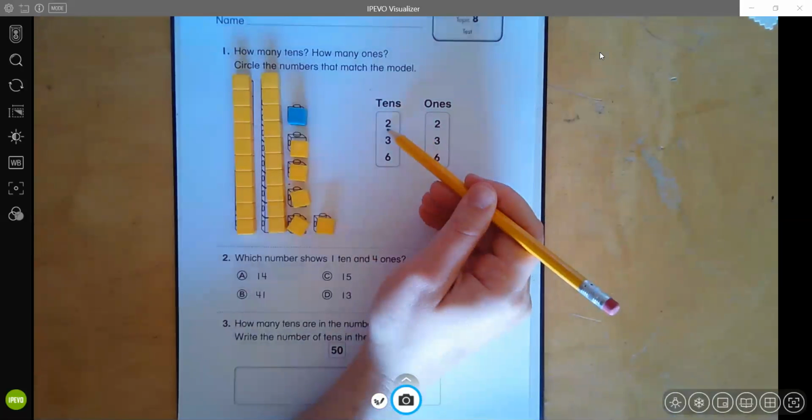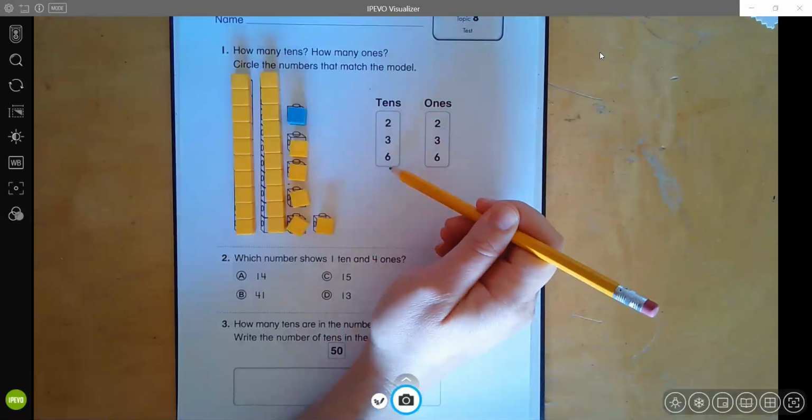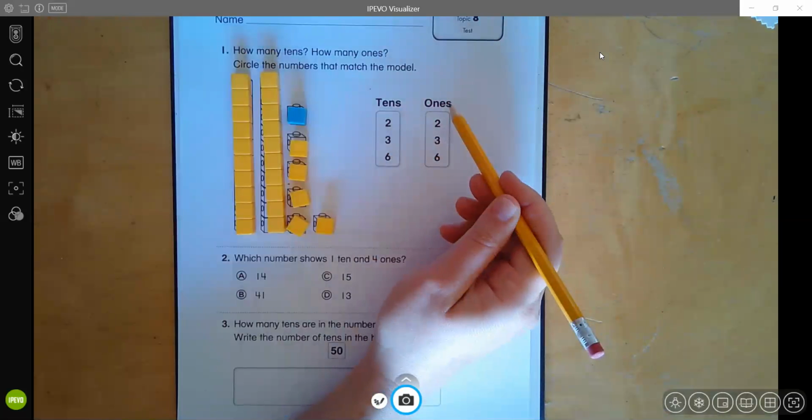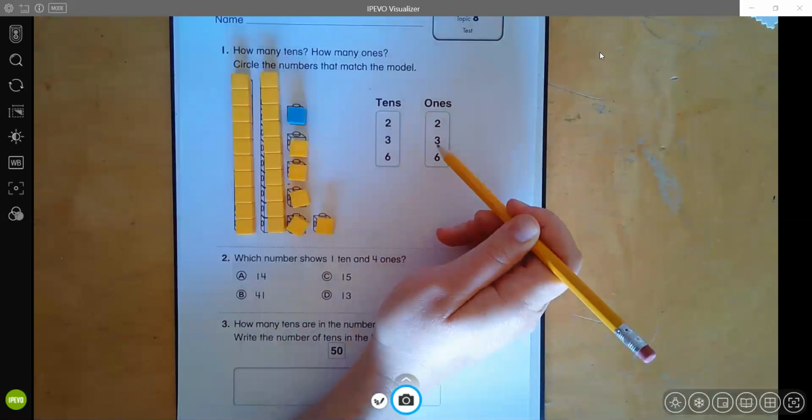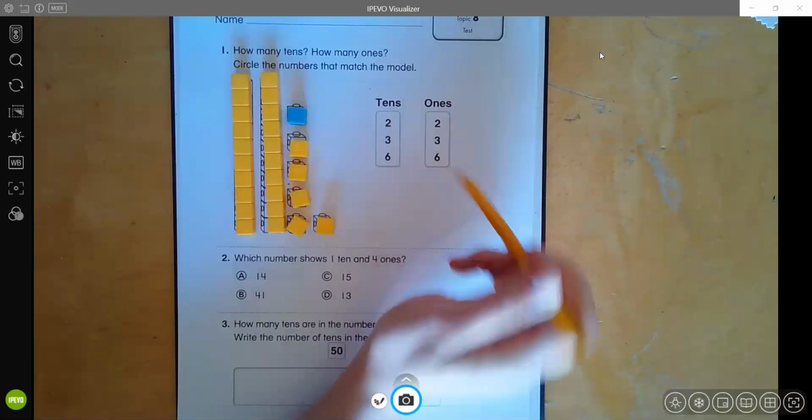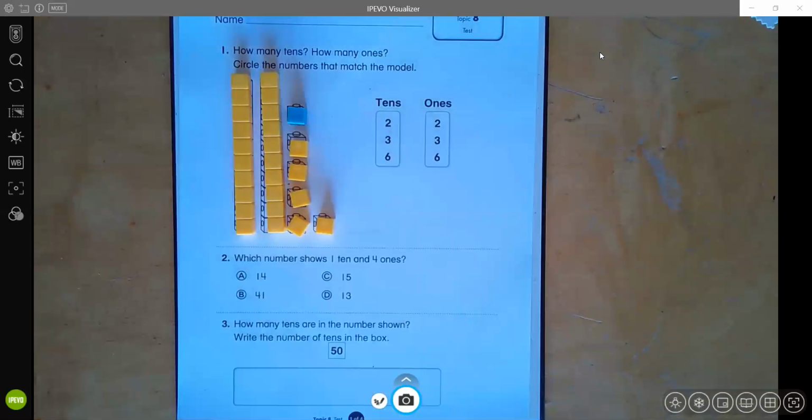Are there 2? Are there 3? Are there 6 tens? How many ones are there? Are there 2 ones, 3 ones, 6 ones? So make that decision. Okay, on to number 2. And again, if you still need more time, pause the video.